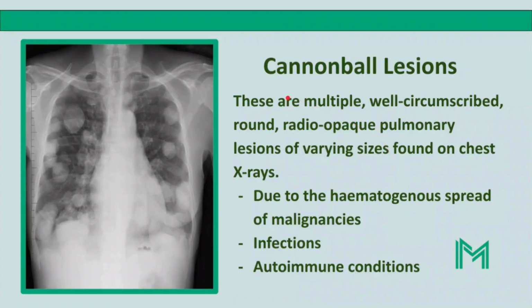Now, what are cannonball lesions? These are multiple well circumscribed round radiopaque pulmonary lesions of varying sizes found on chest x-rays. These lesions can be due to hematogenous spread of malignancies, infections, and autoimmune conditions. So the important point to note is that anytime we see cannonball lesions, we should not only think of malignant spread. We can also think of infections and autoimmune conditions.